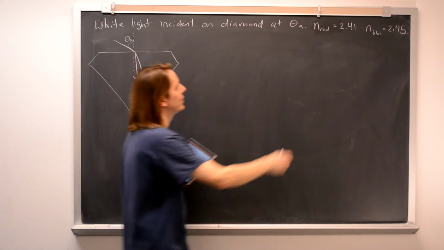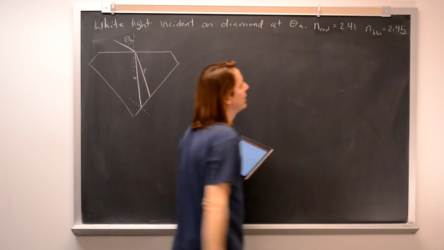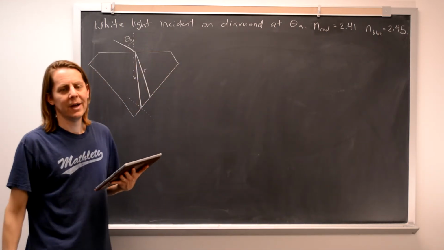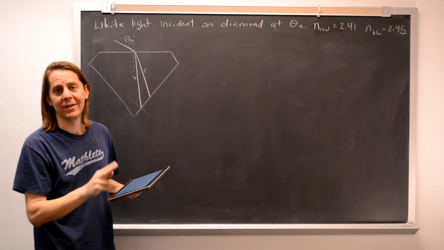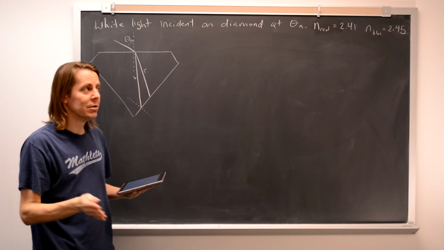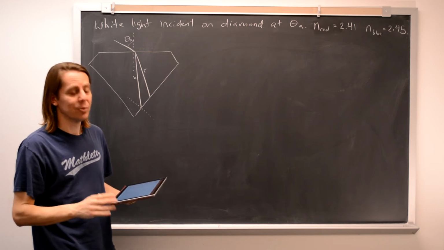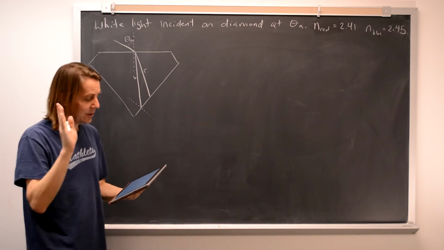So they give you the index for red is 2.41, the index for blue is 2.45. I'll tell you a little secret. Silicon carbide actually has a higher index than that, and it's a lot cheaper. So if you're buying a ring, you could probably get away with silicon carbide, but you didn't hear that from me.